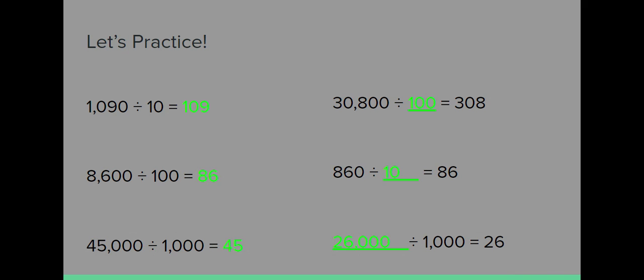Over here, 30,800 divided by 100 would give us 308. 860 divided by 10 would give us 86, and 26,000 divided by 1,000 gives us 26.